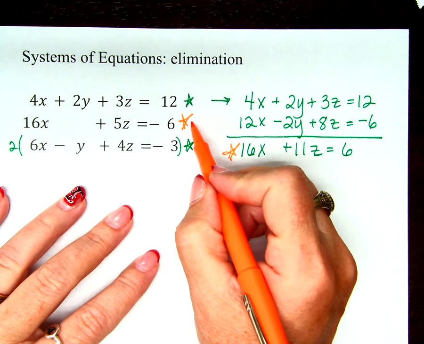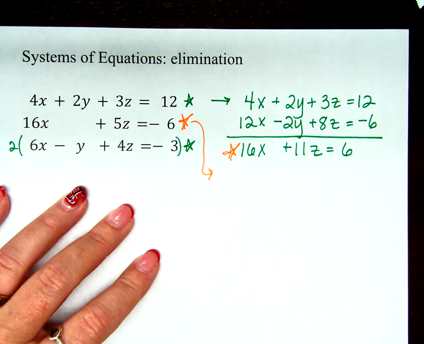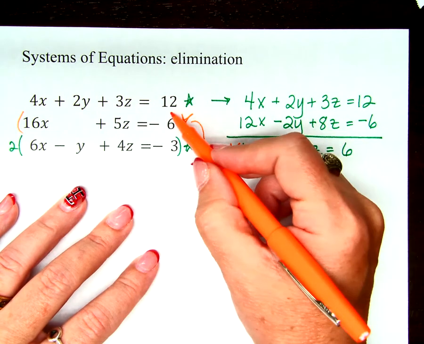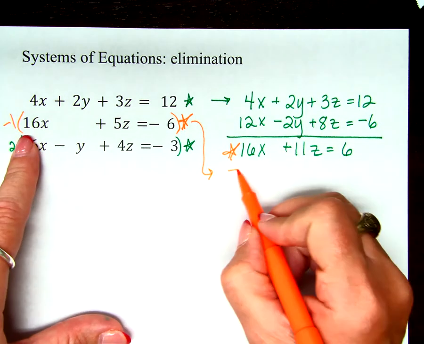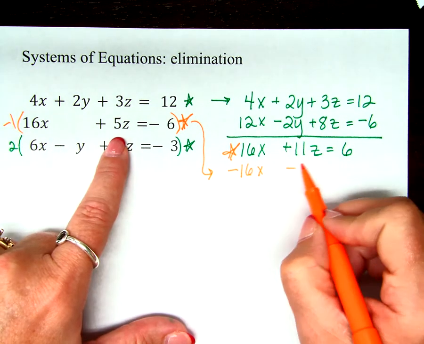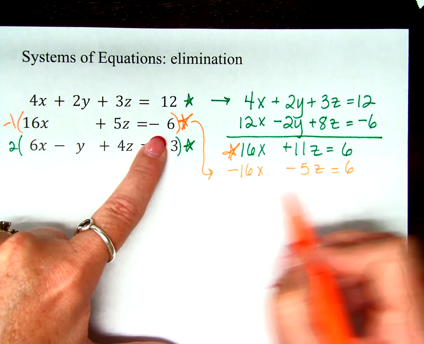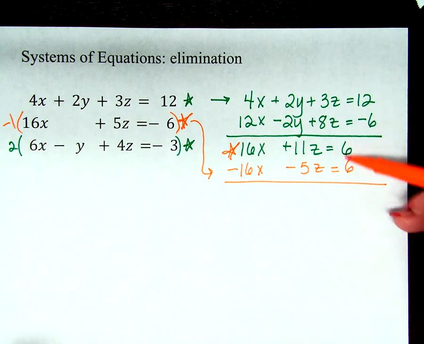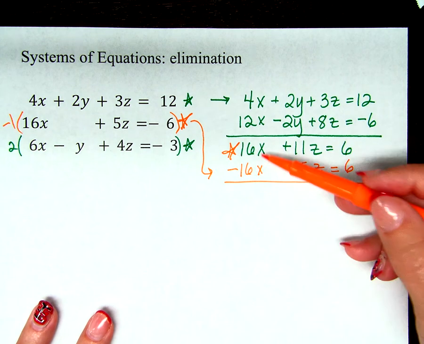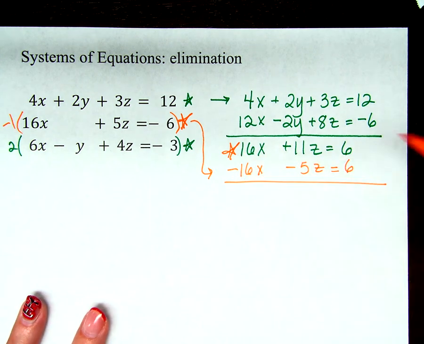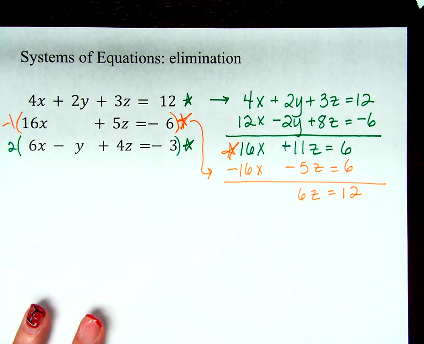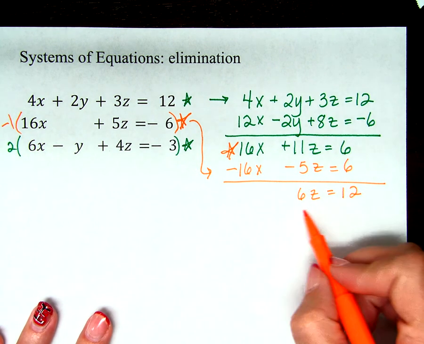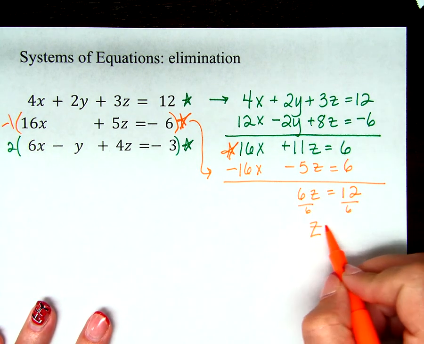So how about if I take this equation and write it right down here? But before I write it right down here, I'm going to take the whole equation and multiply it by what? Negative 1. Perfect. Okay? So I get negative 16x minus 5z equals 6. Now combine these 2 equations. 16x minus 16x, so 0. 11z minus 5z, 6z equals 12. Well, if 6z equals 12, z equals 2.